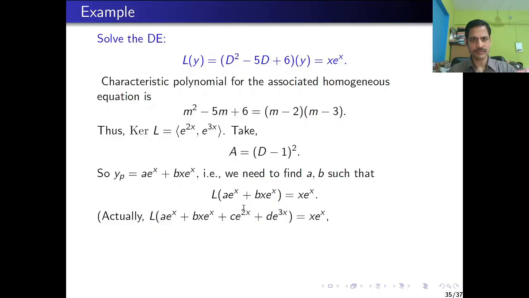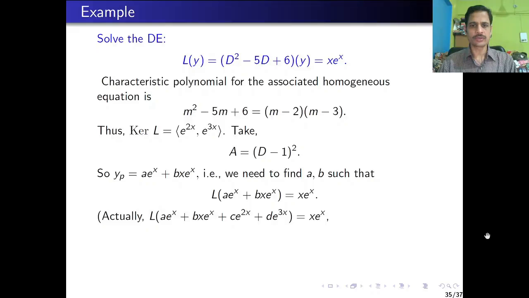Note that not only is a e raised to x plus bx e raised to x a solution for this differential equation, even a e raised to x plus bx e raised to x plus c e raised to 2x plus d e raised to 3x is also a solution of the non-homogeneous ODE. But then the second part of this, namely c e raised to 2x plus d e raised to 3x, is also a solution of the homogeneous ODE. So we remove this part to get the particular solution. So that is why we do this procedure of removing the solution of the homogeneous ODE from the solution of ALy equal to 0 in the Annihilator method.